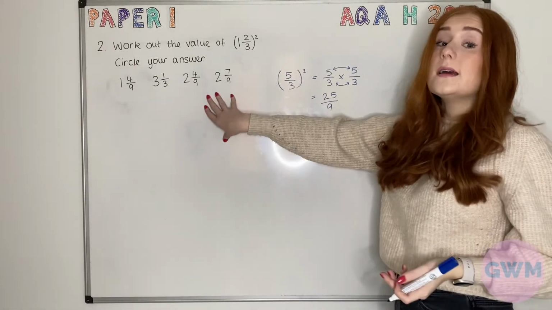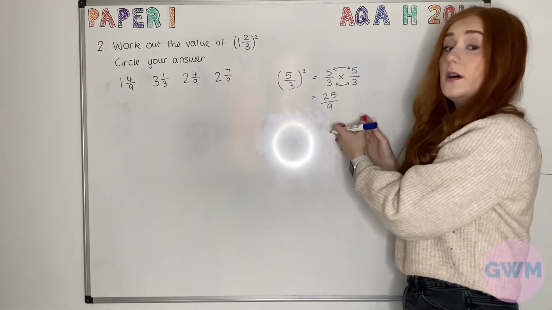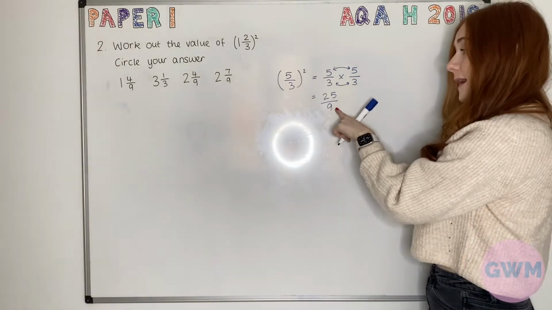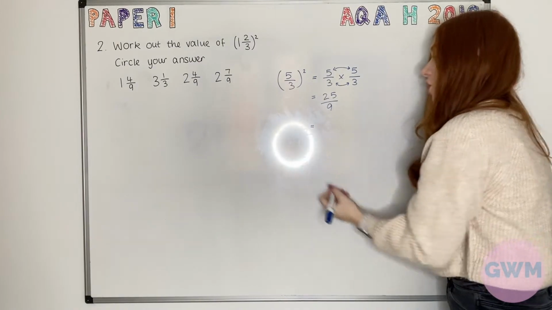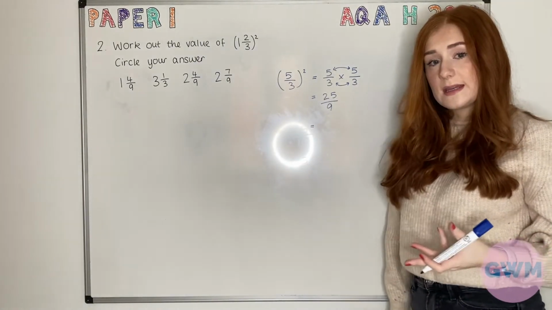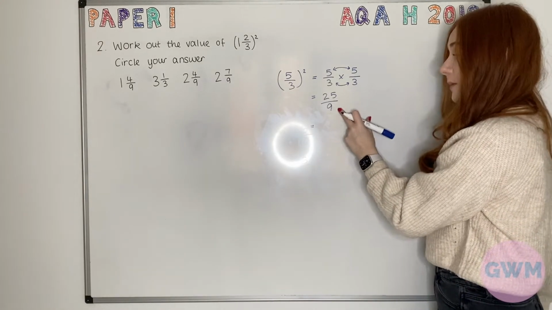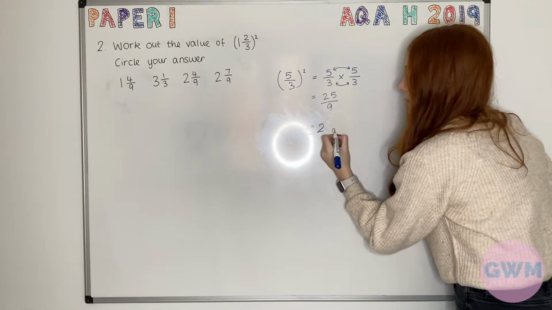Now, the answer is in a mixed number, so we want to get our improper fraction back into a mixed number. We do that by looking at how many 9s are going to go into that top number. 9 times 2 is 18. Can we go any higher? 9 times 3, that's 27, which would be too many. So it's going to be a 2, and it's going to be over 9.